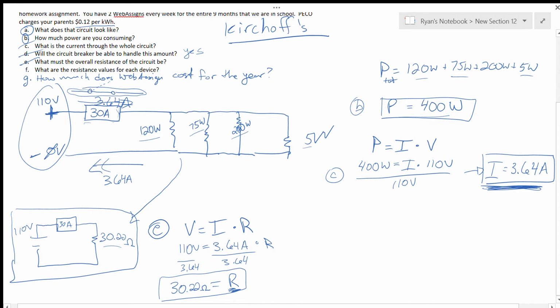What are the resistance values for each device? Well, look at each device. Let's look at the first one. It's 120 watts. Now, here's where the loop rules come in. Kirchhoff's loop rule says for any loop in a circuit, all voltage from supply must be used. All right, so let's show the first loop.